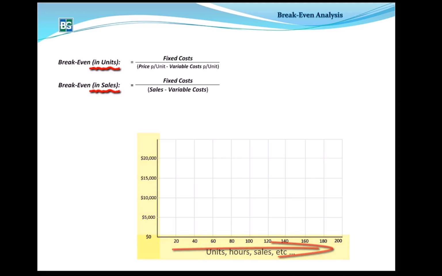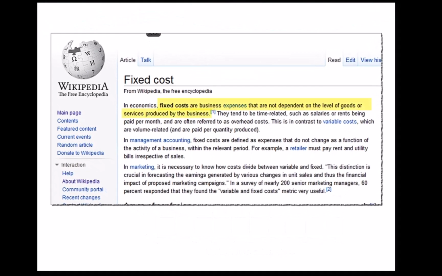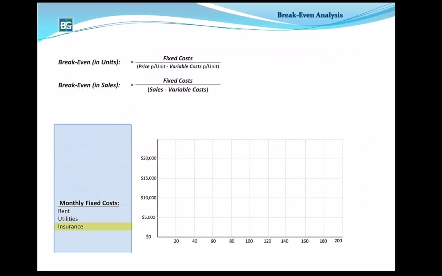This model or analysis is based on several variables. The first to look at is fixed costs. According to Wikipedia, fixed costs are business expenses that are not dependent on the level of goods or services produced by the business. They tend to be time-related. Fixed costs are defined as expenses that do not change as a function of the activity of a business within the relevant period. An example, a retailer must pay rent and utility bills irrespective of sales. Other examples of fixed costs are insurance, telephone, and administrative salaries.